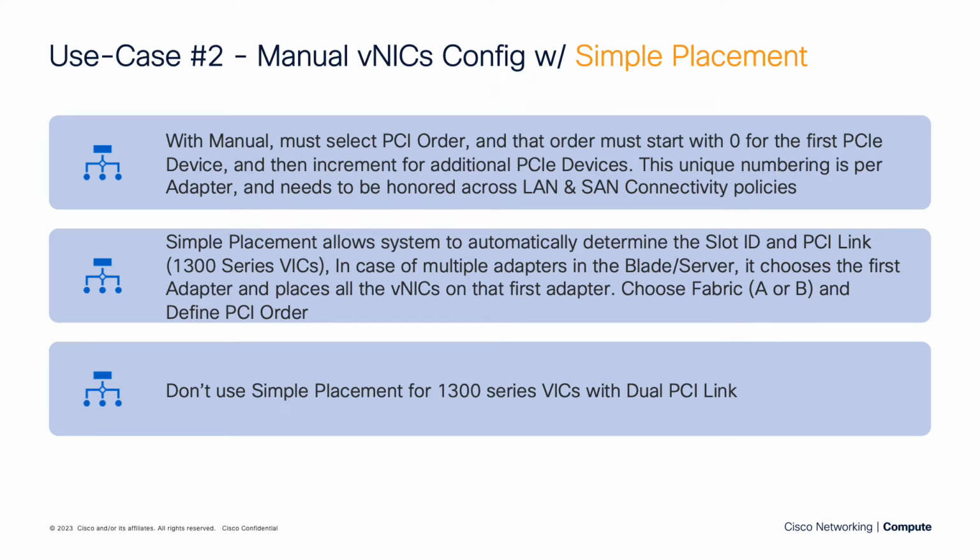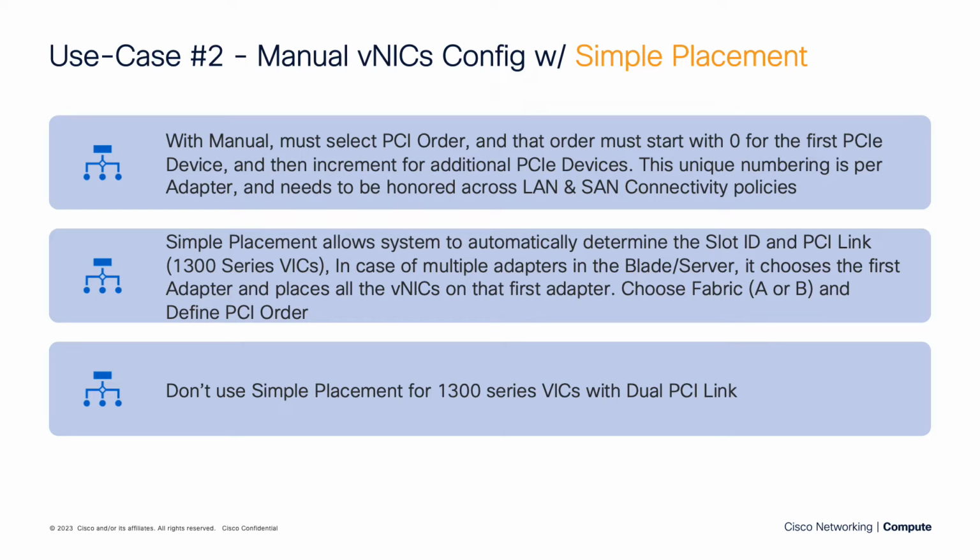And then the PCI link is only applicable to 1300 series VICs, because with that 1300 series VIC line, they used a special Cruz ASIC, and each physical adapter had host port 0 and host port 1. So each physical adapter thought it was 2 adapters. So things were a little bit different with that 1300 series VIC, and you need to account for that, of course, if you're dealing with that hardware.